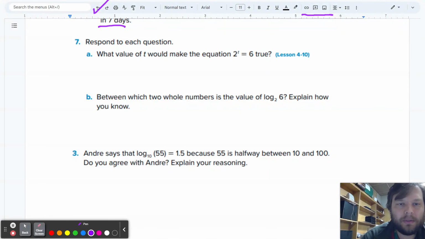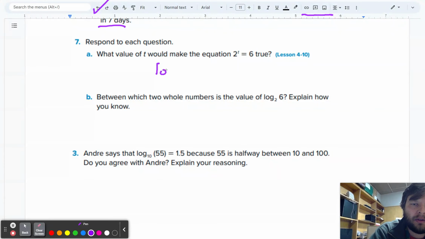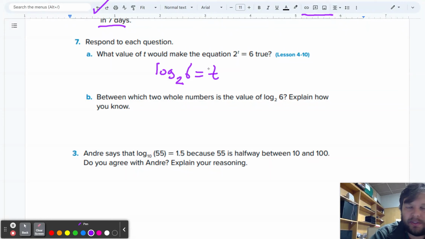Okay. Respond to each question. What value of t would make this equation true? Well, the base is 2. I know it's bigger than 2 and smaller than 3. I could grab a calculator to make it come out exactly. Between which two whole numbers? Oh, I just said that.